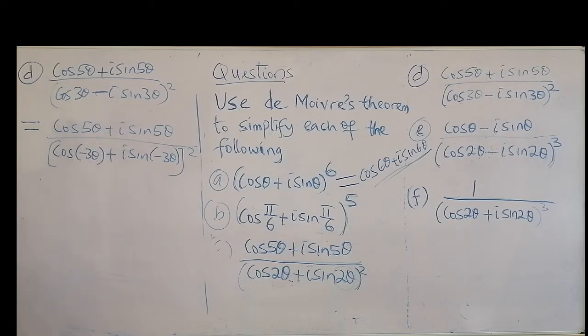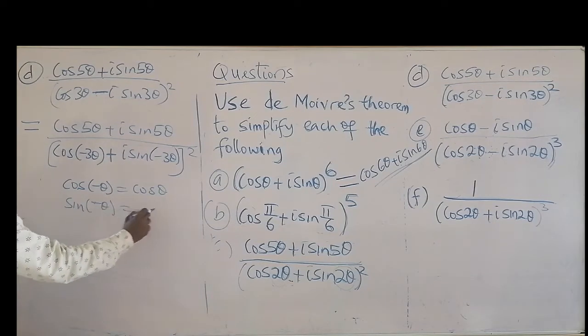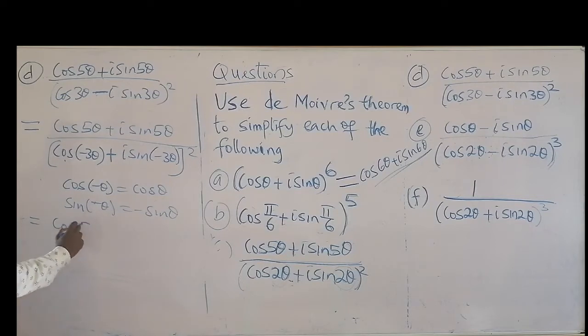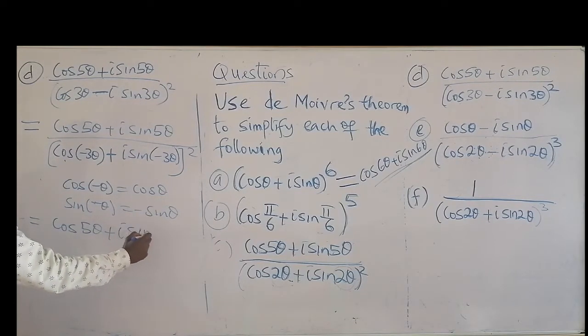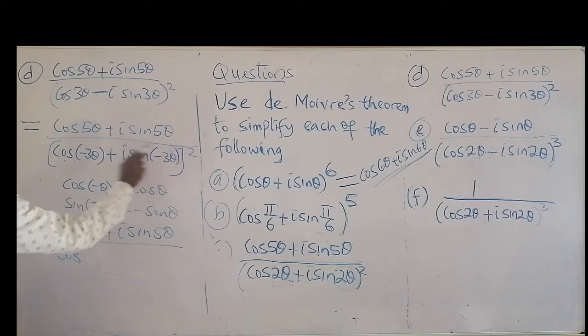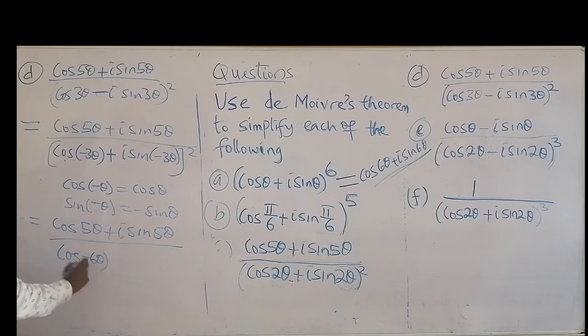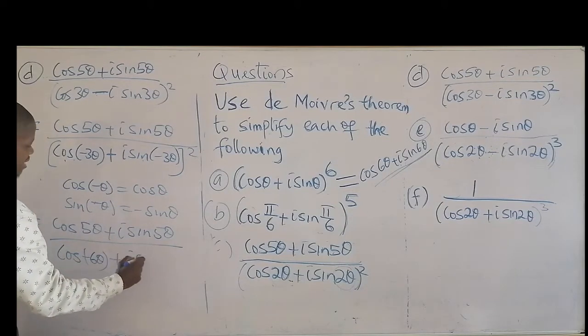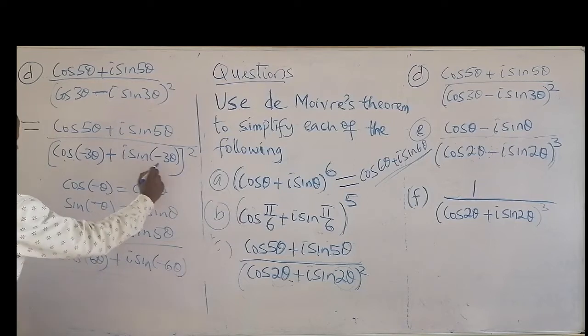It must conform before we can use the De Moivre theorem. This must be positive. Don't forget that we've already said in the previous video that cos of a negative angle is positive, and sine of a negative angle is minus sine theta. Then we can apply the De Moivre theorem straight away, and this will become cos 5 theta plus i sine 5 theta, all over cos times 2, the power here is 2, so minus 6 theta, and then plus i sine minus 6 theta, so times 2 also.